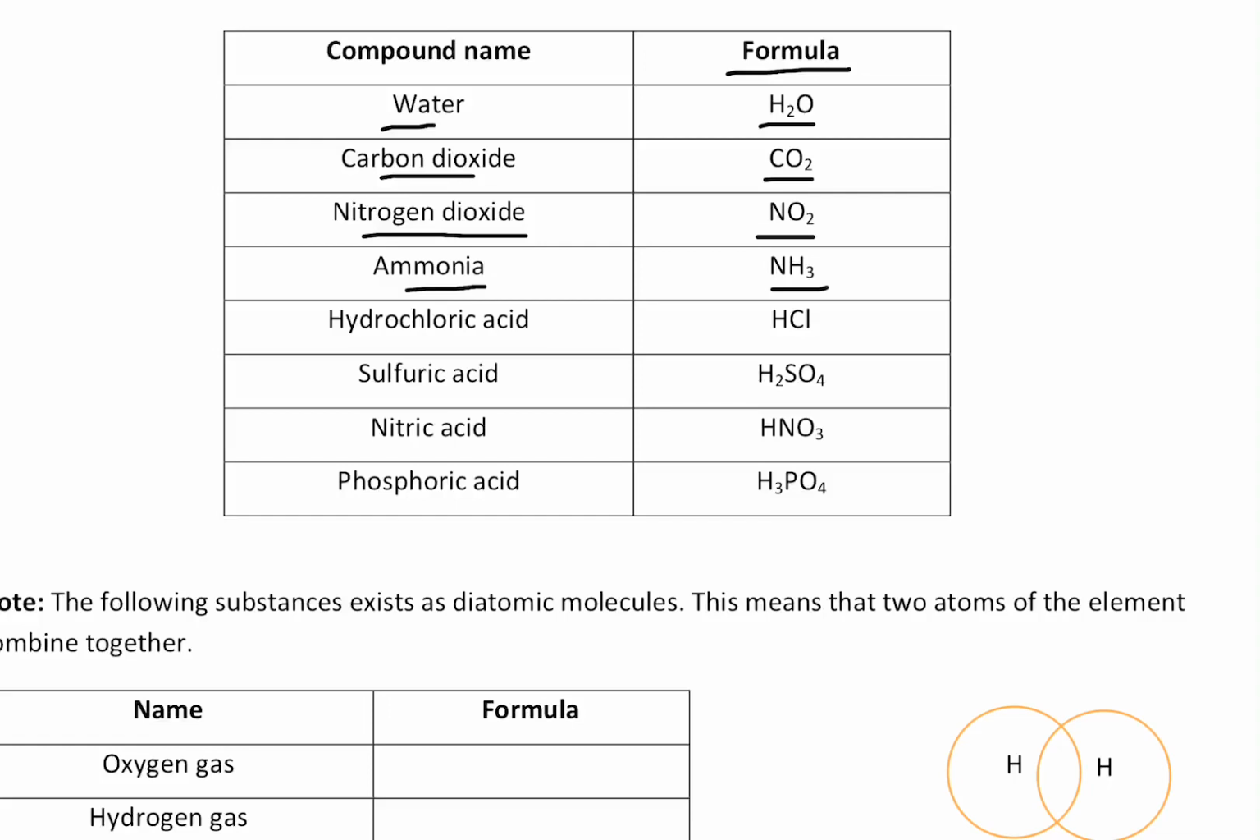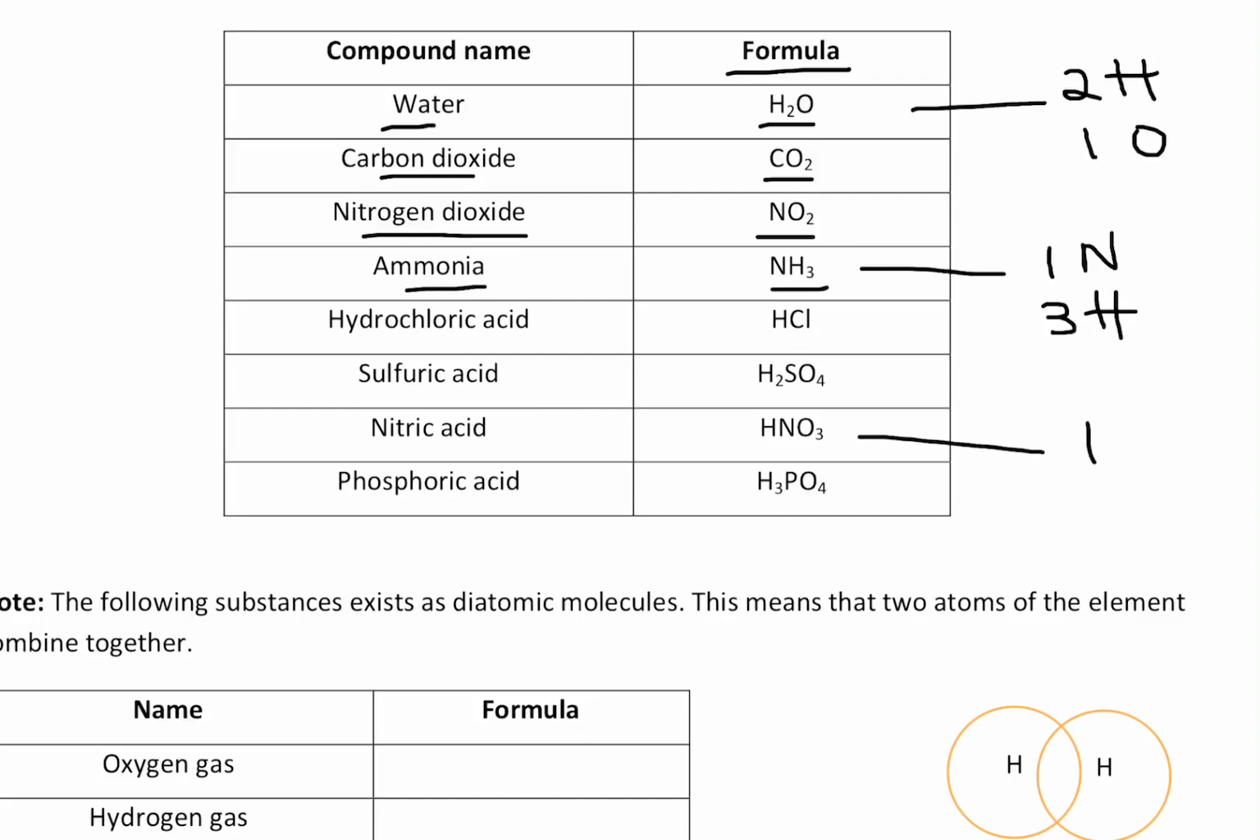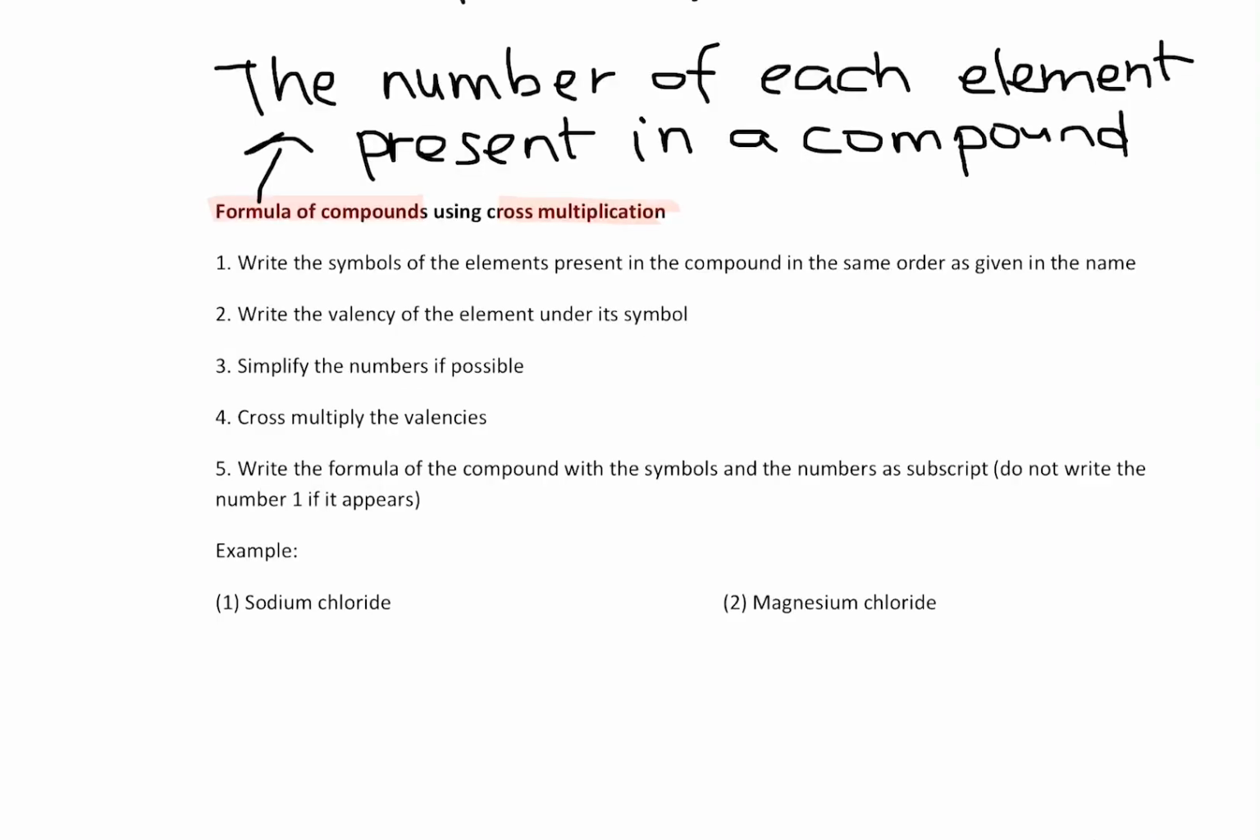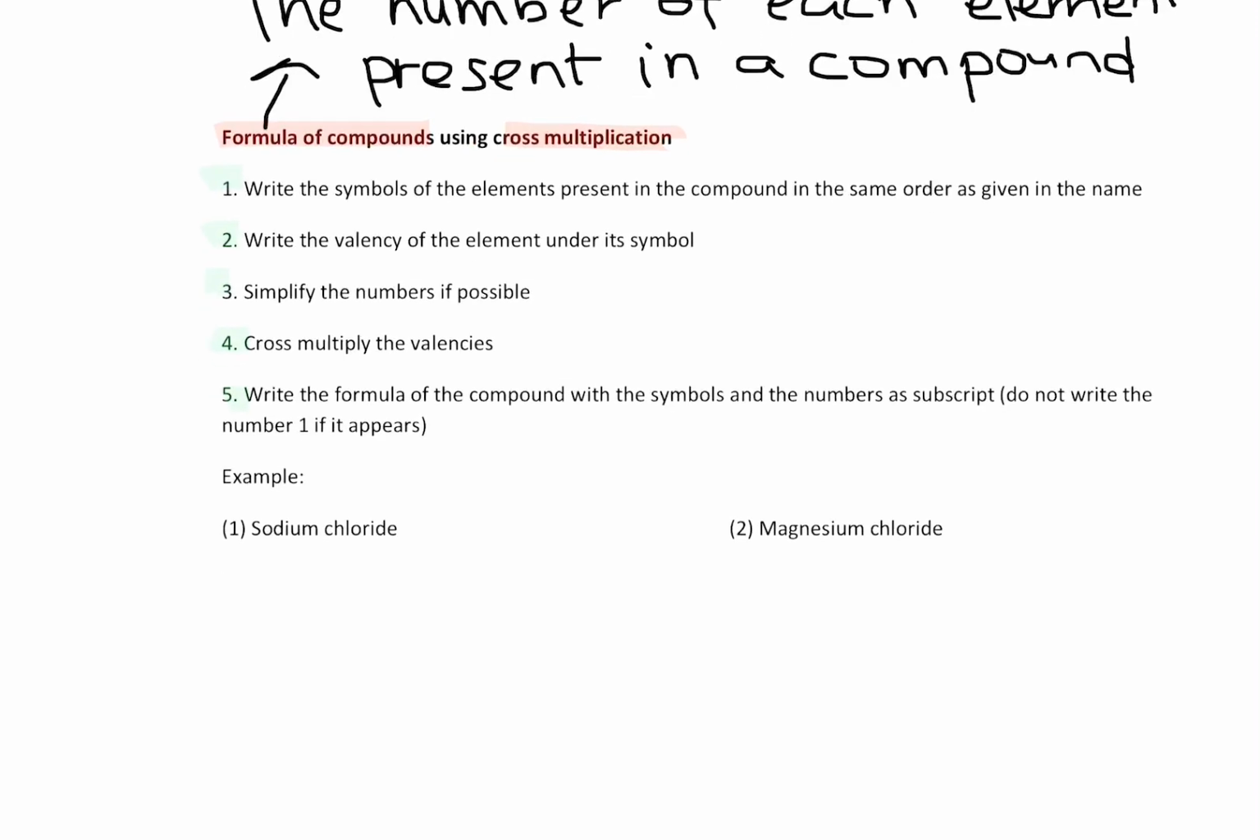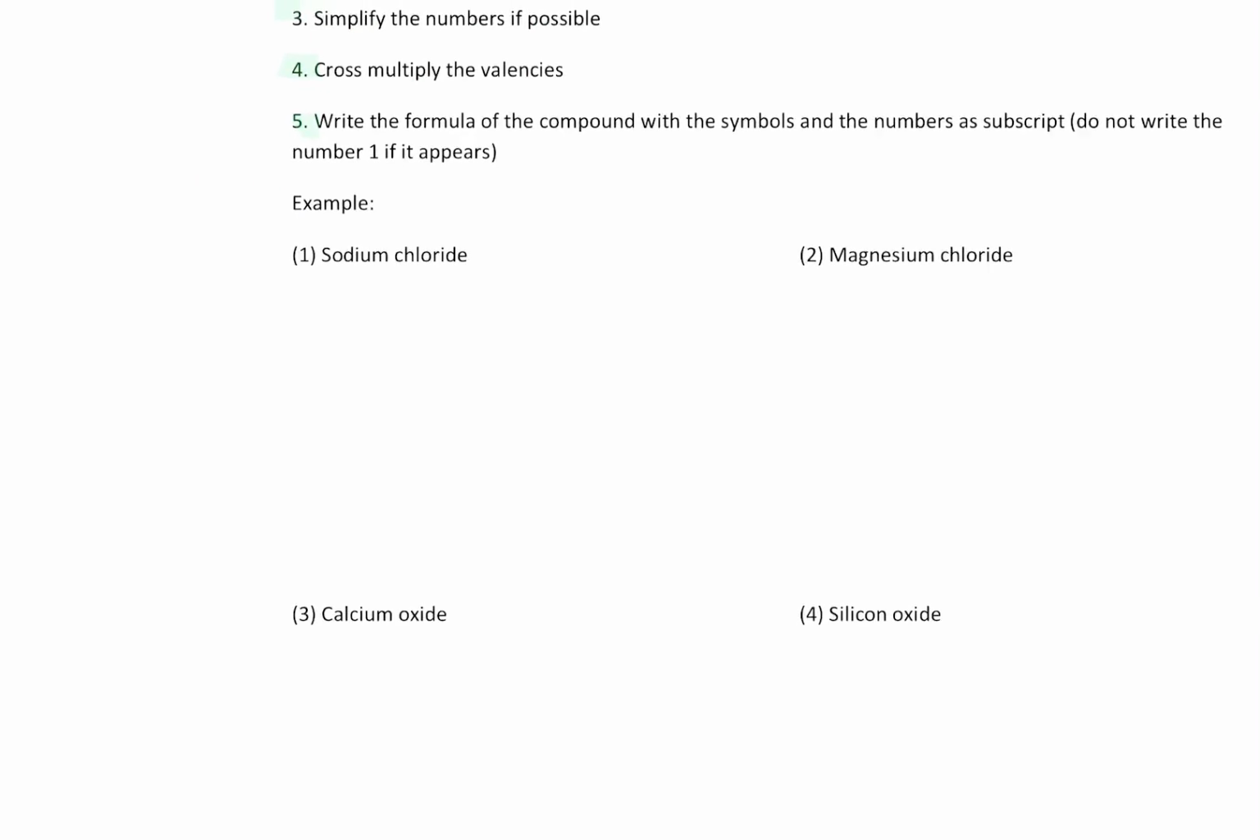And from this, you know, there's 2 hydrogen and there is 1 oxygen. Here, you know, there is 1 nitrogen and 3 hydrogen. Here, you know, there is 1 hydrogen, 1 nitrogen and 3 oxygen based on the chemical formula. So how do we find these chemical formula? It is a very simple method of 5 steps actually. So let's see the first example.